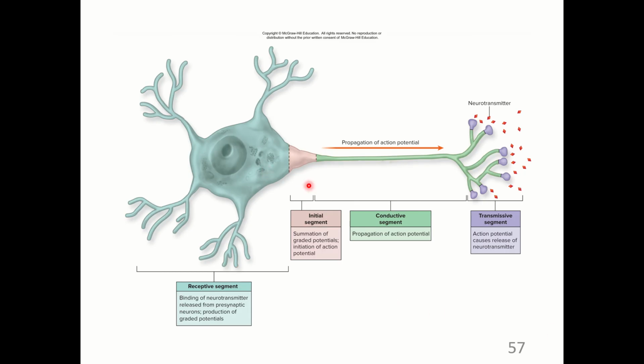This illustration shows the 4 segments of the neurolemma. The receptive segment is responsible for the binding of neurotransmitters released from presynaptic neurons. It also produces graded potentials. The initial segment, or axon hillock, summates the graded potentials. This initiates the action potential if the summation causes depolarization of this area. So this is where the threshold must be reached in the initial segment.